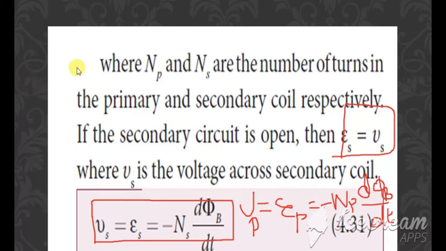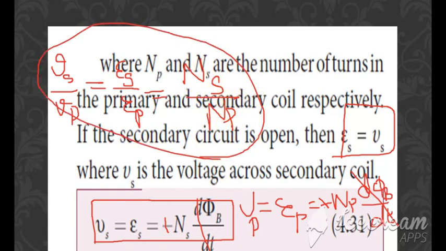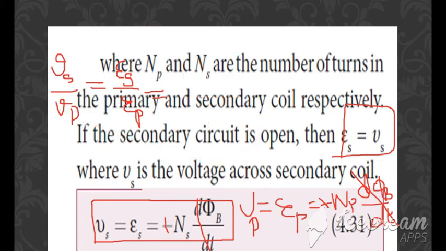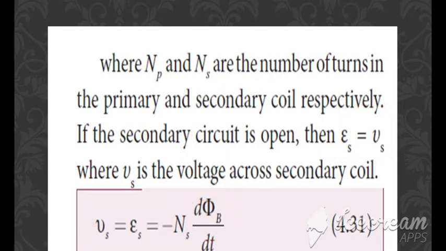Okay, now if you have to find the division of this, so V of S divided by V of P, that is also equal to E of S divided by E of P. Okay, that is equal to d phi B, these two will cancel, then also minus and minus get cancelled, so we get Ns divided by Np. Okay, so this is the equation when you compare the number of turns and also the voltages. So Vs divided by Vp is equal to Es divided by Ep, that is equal to Ns divided by Np. Clear?